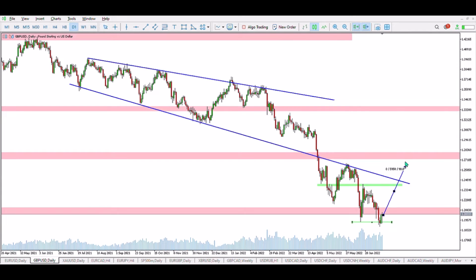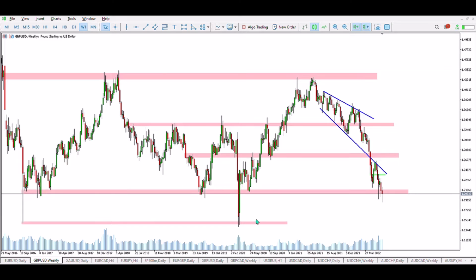And from here we can also have the head and shoulders pattern later, but this is something for the far future. What if the price goes bearish? Here we have a nice support area, these two lows over here. So this is a possible scenario.